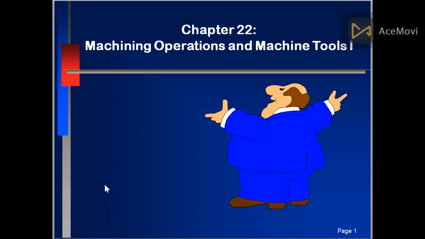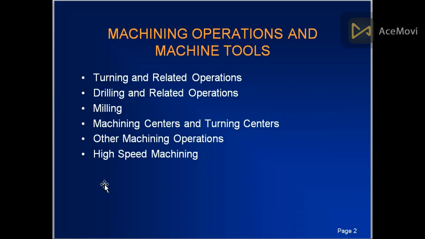Today we are starting our new chapter. Chapter name is Machining Operation and Machine Tools Part 1. In this chapter we will discuss machining operation and machine tools, turning and related operation, drilling and related operation, milling, machining centers, turning centers and other machining operation, HSM, high speed machining.